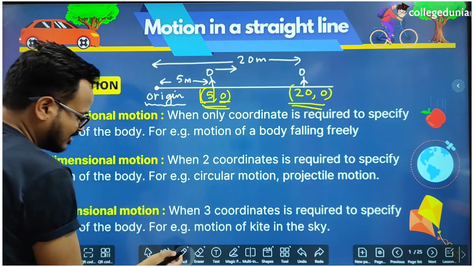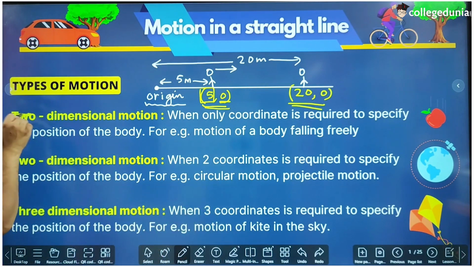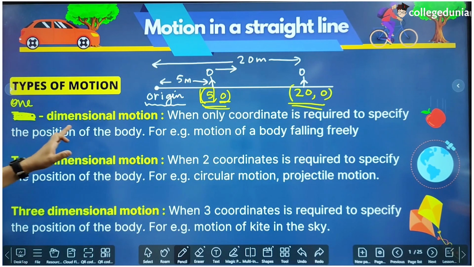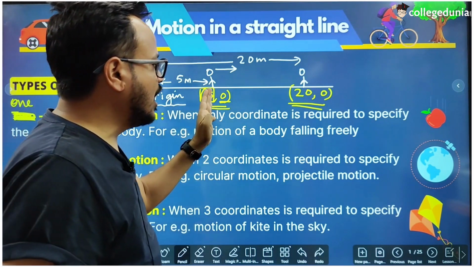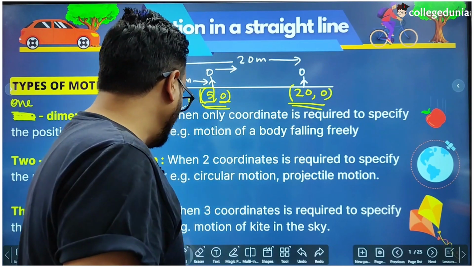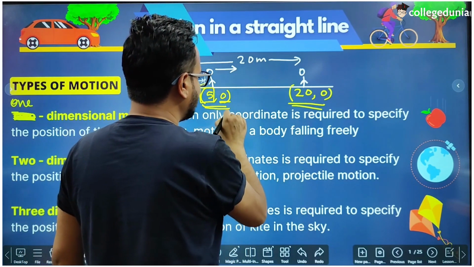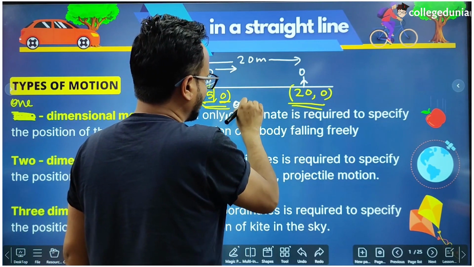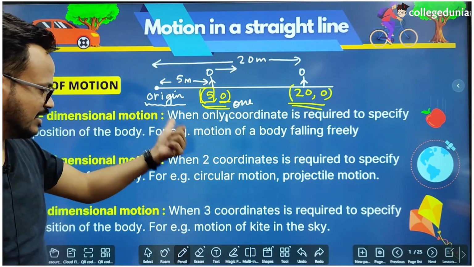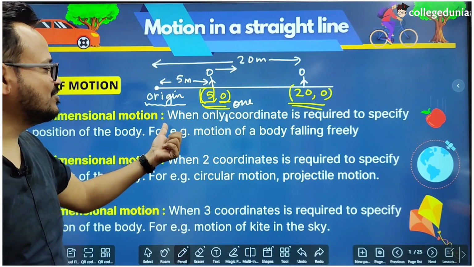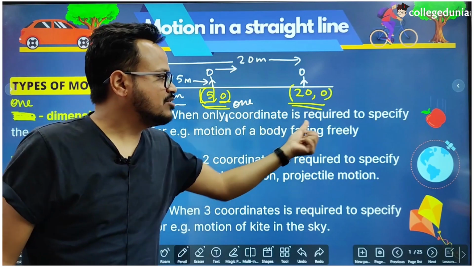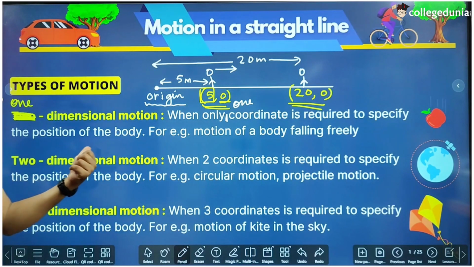Okay. This is one-dimensional motion. This is not two-dimensional motion. One-dimensional motion is when only one coordinate is required to specify the position of the body. There were some typos, so I am correcting those.